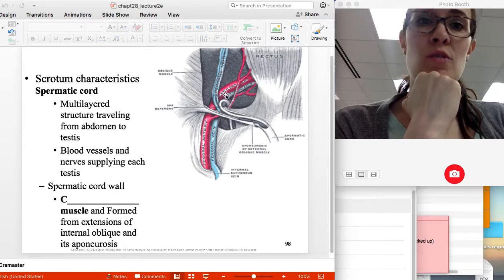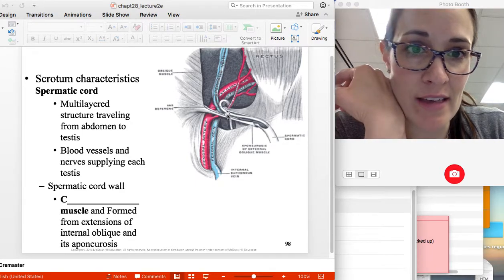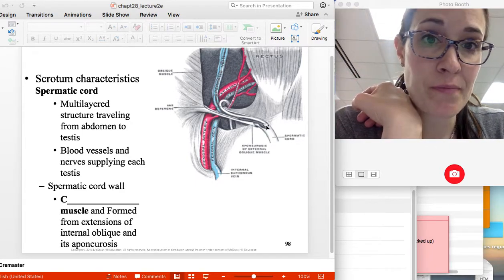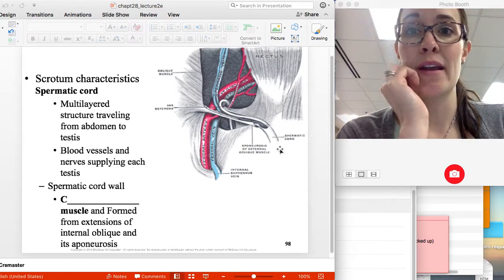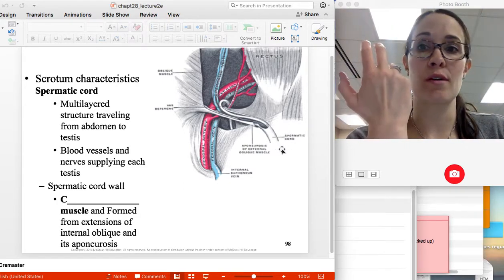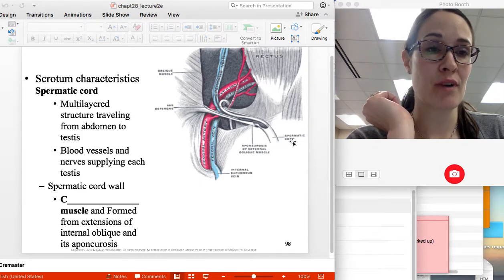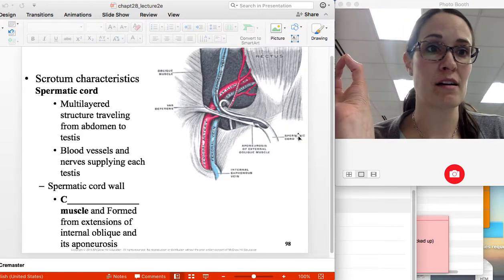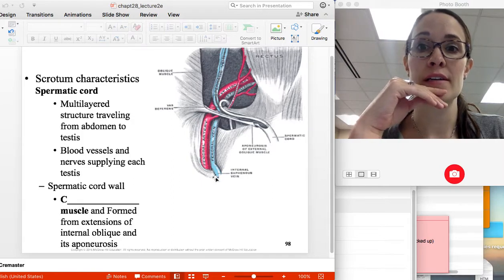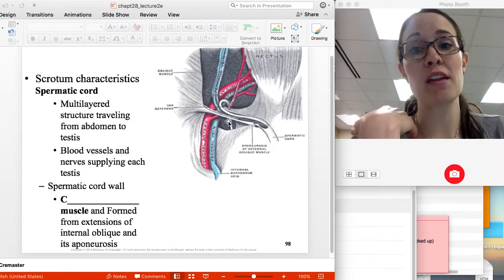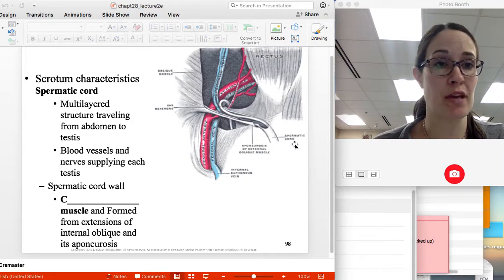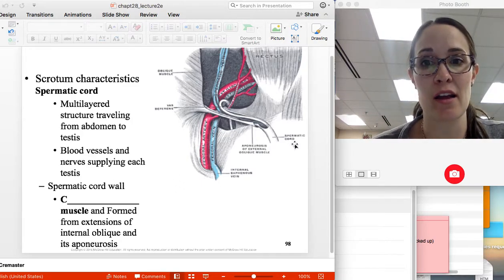So what this is showing is some blood vessels coming in here. This is the actual vas deferens that carries the sperm. And then this cord is what I want you to call your attention to, the spermatic cord. So the scrotum has a connecting piece off of it, called the spermatic cord, that travels from your abdomen to your testes. Within it, there are blood vessels and nerves that supply the testes.